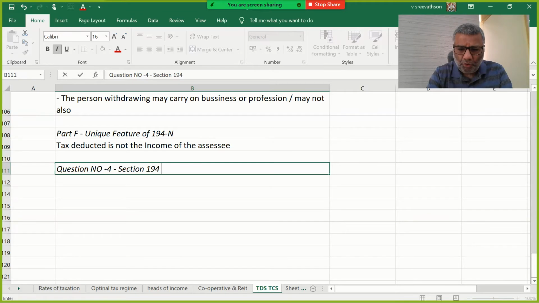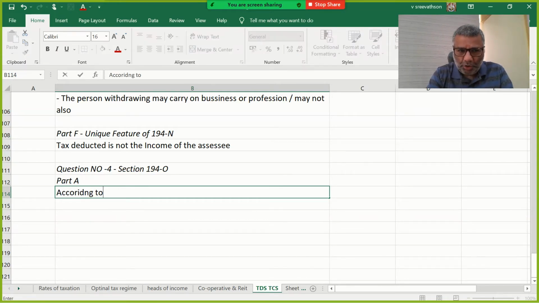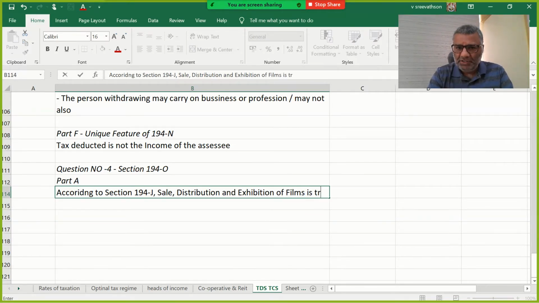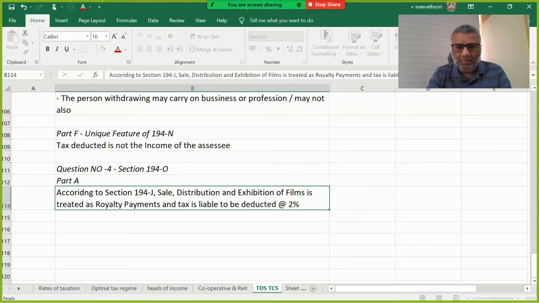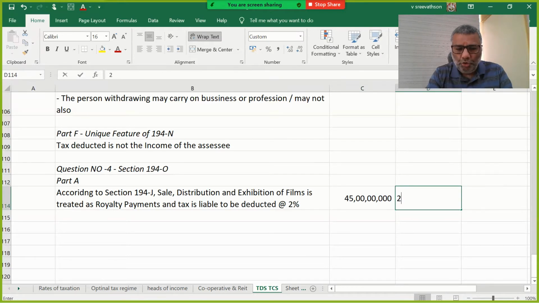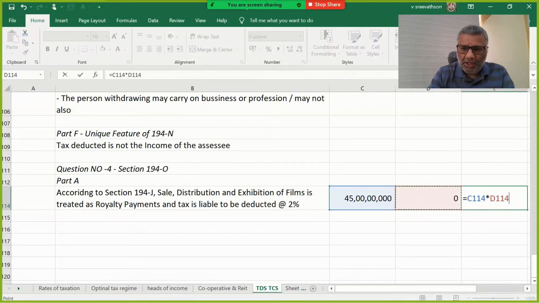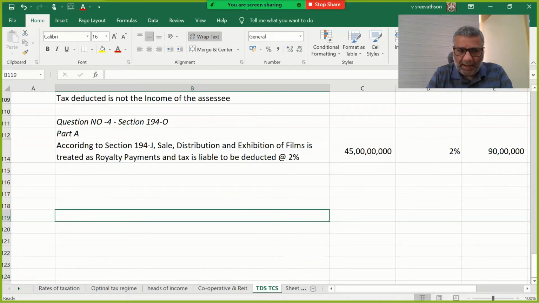Section 194O is my major coverage in this section, part A. But this is different. According to section 194J, sale, distribution and exhibition of films is treated as royalty payments and tax is liable to be deducted at 2%. So here it is 45 crores, 2% is the rate. So 45 crores into 2%, 90 lakhs will be the TDS. I'm doing it without considering the COVID reduced rate.